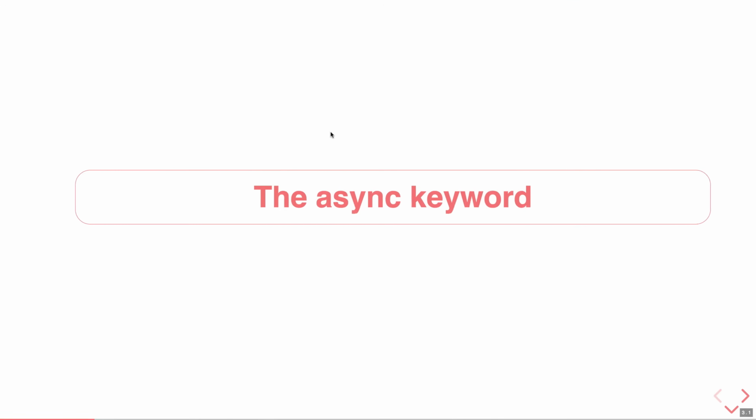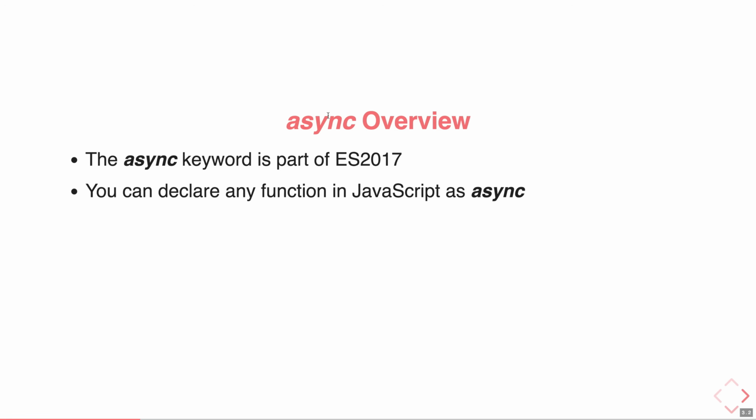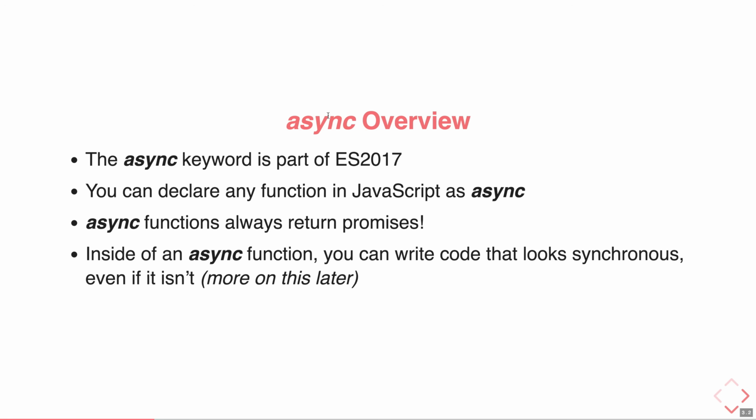So the first thing we have to start with is the async keyword itself. It is new-ish, part of ES2017, and as we saw, not quite there in Internet Explorer. You can declare any function in JavaScript as an async function. And when you do that, it means that the async function is going to return a promise. So inside of that function, if you put the async keyword in front of it, we can write code that looks synchronous, as we've already talked about, even if it isn't.